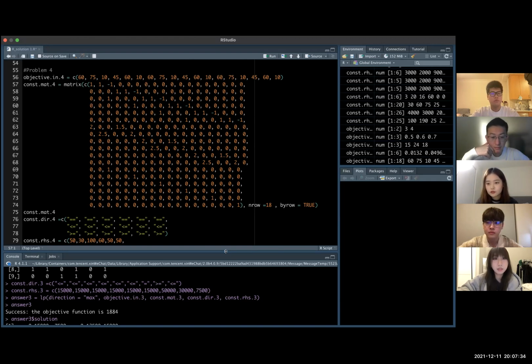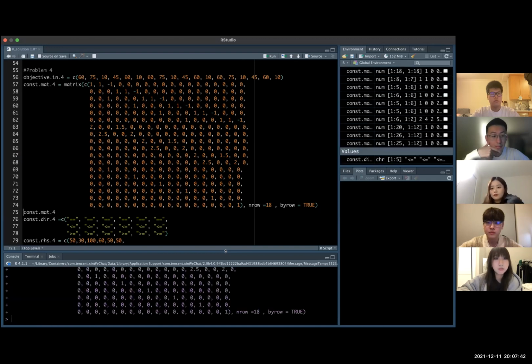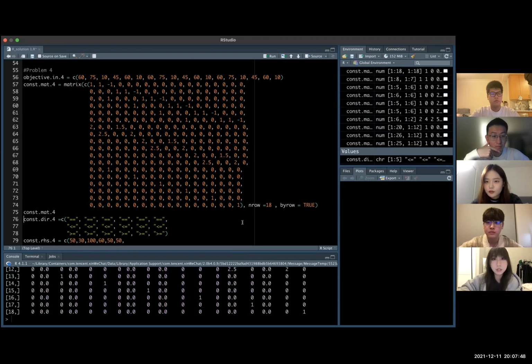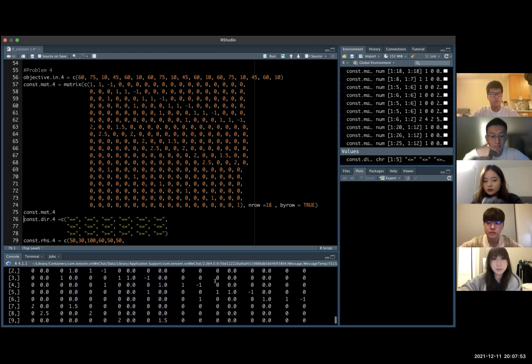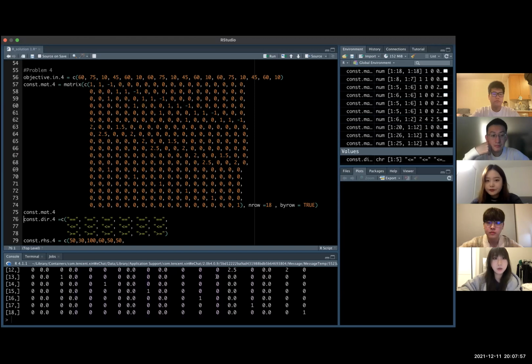For column 56, we input our objective function coefficients following the order which I already mentioned before and list them in the column. Column 57 to 75, we input our constraint matrix. The order of coefficients matches the objective function. The first 6 rows, we input the demand constraints. For example, the first row is AS1 plus AY1 minus AI1 is equal to 50.